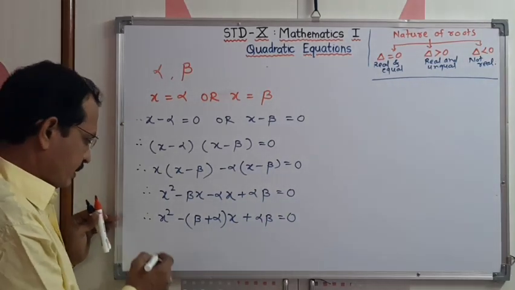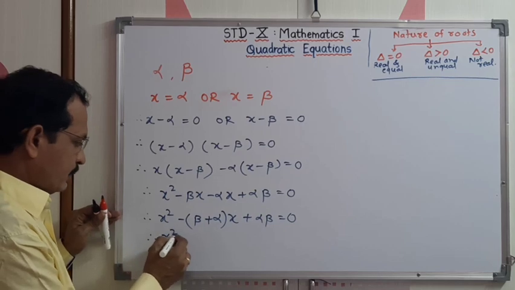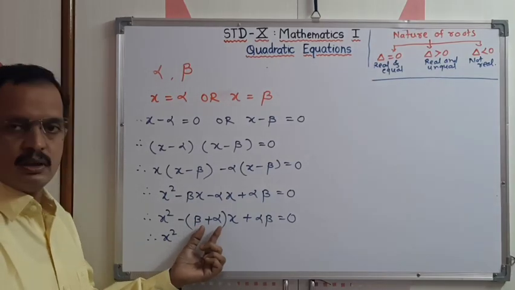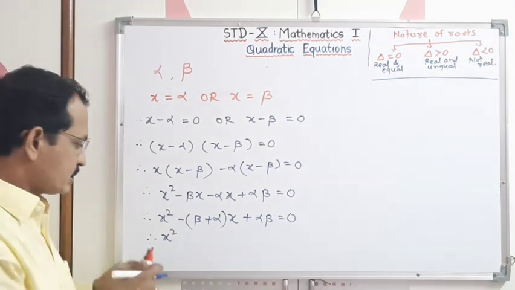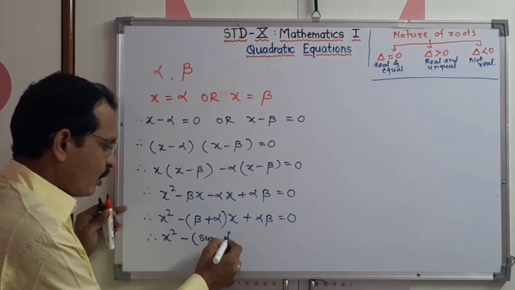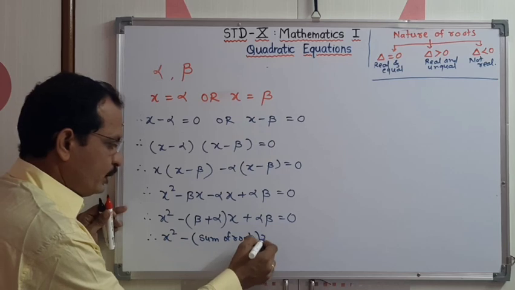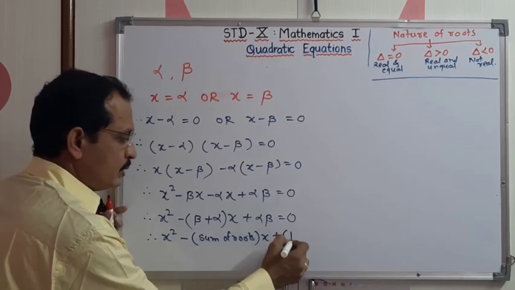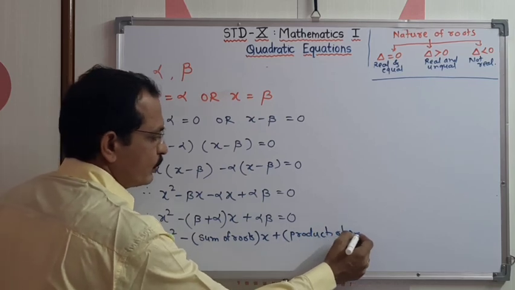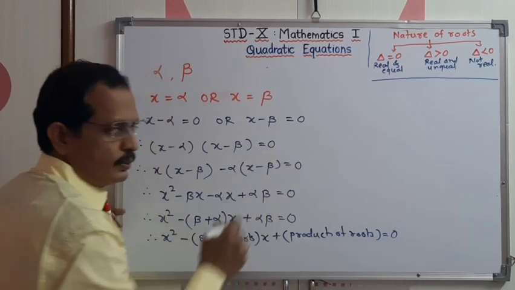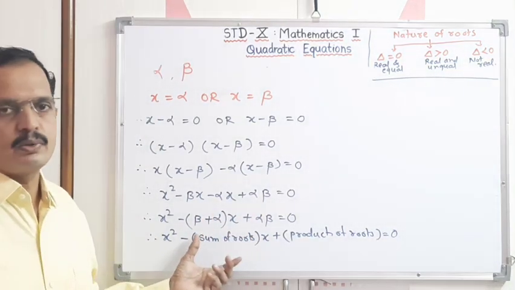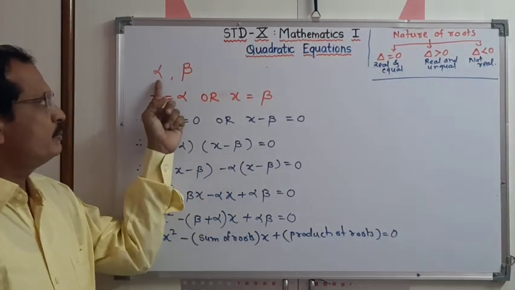Therefore we can write x square, and this alpha plus beta is the sum of the roots. Therefore we can write x square minus (sum of roots) into x plus (product of roots) is equal to 0. That means by using this formula we can easily find the quadratic equation if the roots are given.